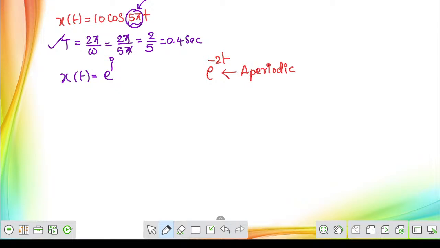So suppose it is given e power j times 3 pi t. What is the fundamental time period? The fundamental time period of the given signal will be 2 pi by omega. As usual, the value of omega is the coefficient of t. The coefficient of t is 3 pi. If we are cancelling it, then your answer will become 2 by 3 seconds. That is the fundamental time period of the given signal.